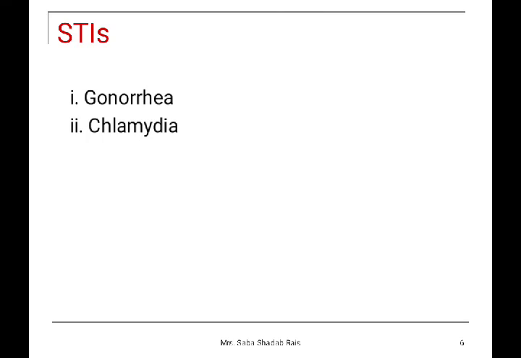The causative agent is a bacterium. Like the earlier case of gonorrhea, where we have seen that the causing agent is a bacterium, the name of this bacteria is Chlamydia trachomatis. You have to remember all these bacteria names for MCQ purposes. Now, this is transmitted through unprotected oral, vaginal, or rectal sex contact with an infected individual.